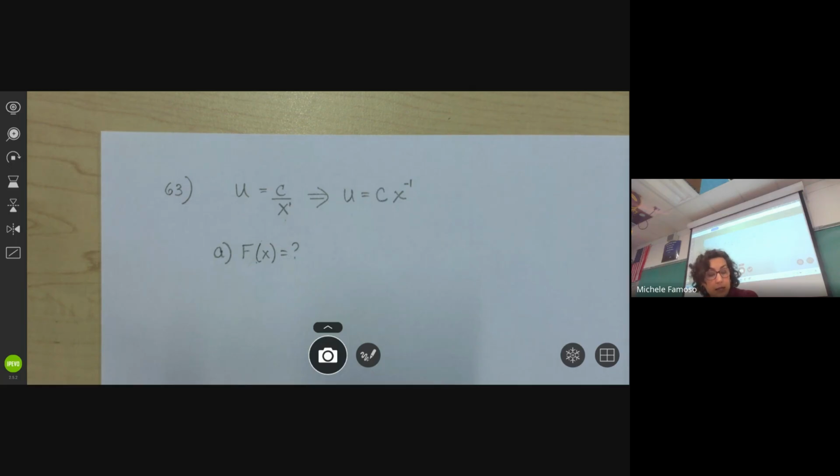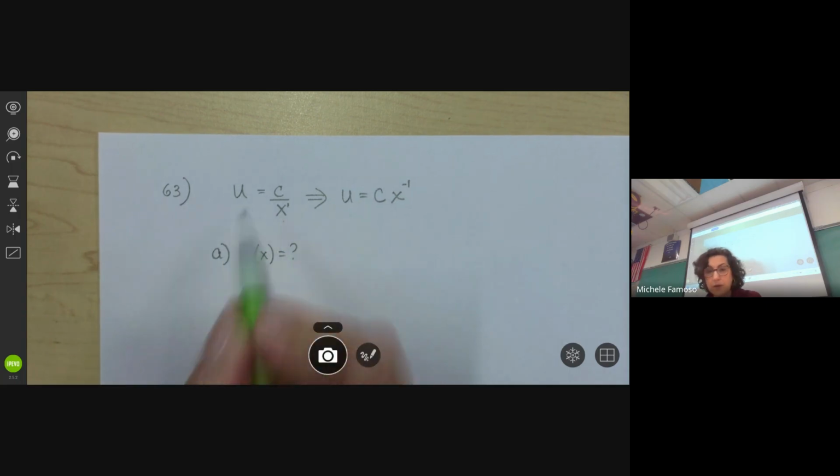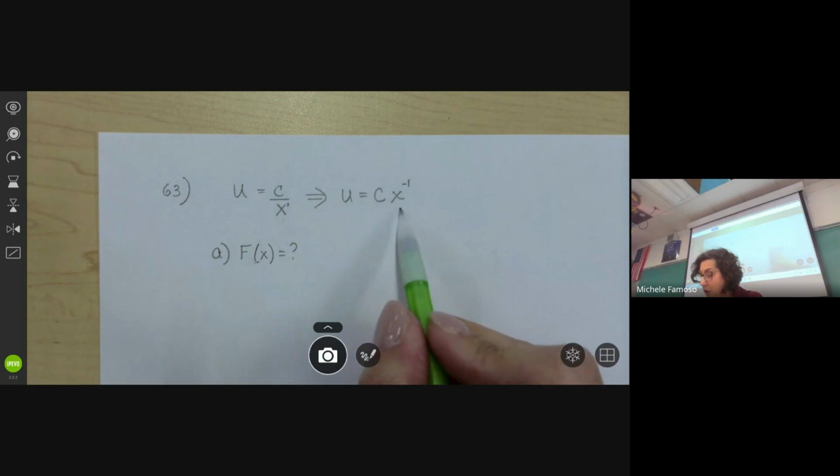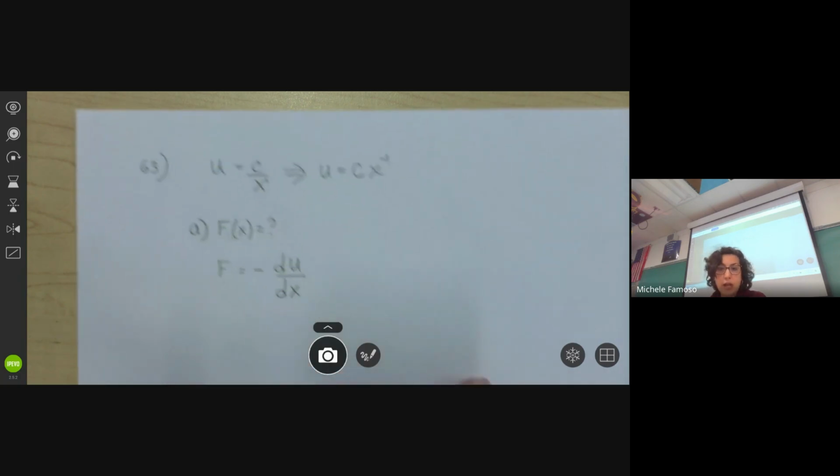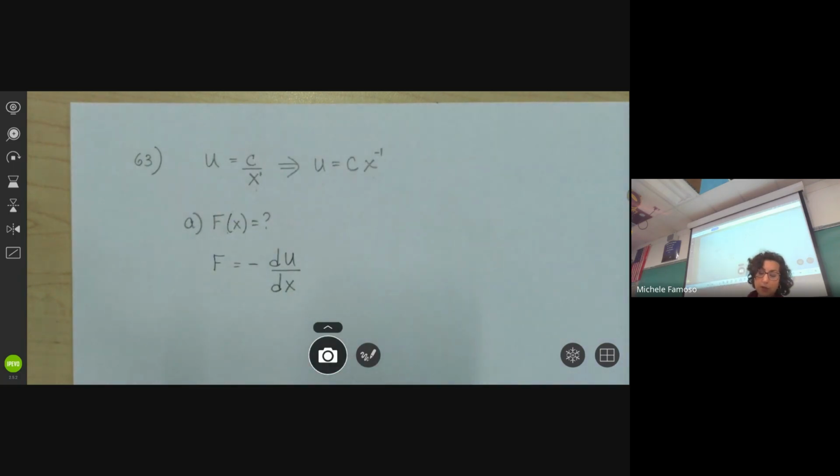Now I can get my answer to this because I should recall how to get a force from potential energy as a function of position. Force is the negative derivative of the potential energy with respect to position.